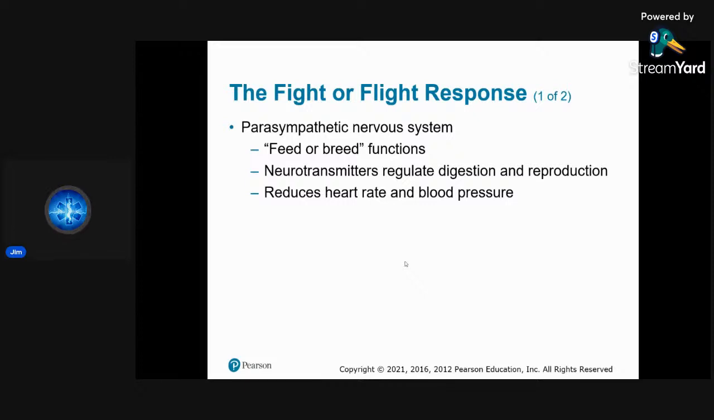So your heart rate's going to drop, blood pressure is going to drop. This is the state that we're normally in. We kind of live in this state. It's to chill and digest, right? Your digestive function works. Your heart rate's at the normal lower rate. Blood pressure is normal lower.